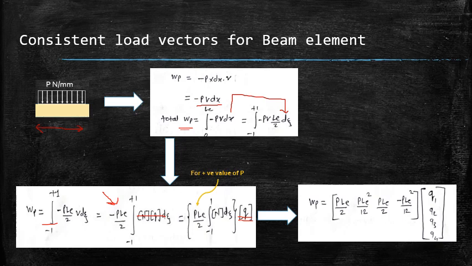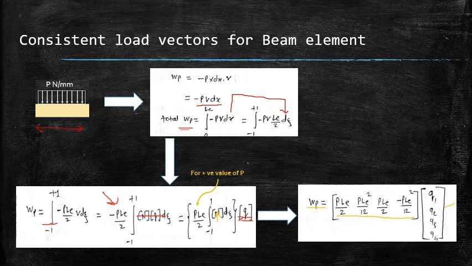So upon solving and finally representing the entire work potential in matrix form, we can write the work potential is a product of two matrices. This is the first matrix, this is the second matrix. The first matrix is a row matrix and the second one is a column vector. So this first matrix is nothing but P Le by 2, P Le square by 12, P Le by 2, minus P Le square by 12. So how did we obtain this matrix? By performing integral on each and every element of this n matrix.